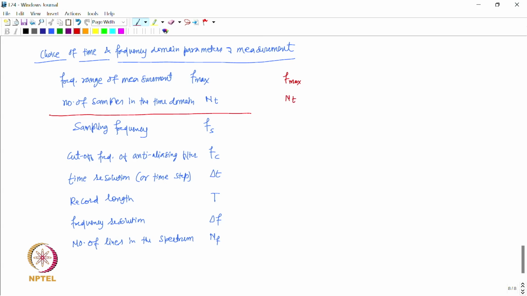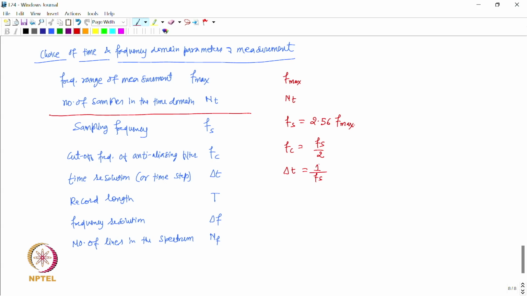And now, how do the other parameters get defined? The sampling frequency Fs depends on the frequency range of measurement, so it is equal to 2.56 Fmax. And then we have the cutoff frequency Fc of the anti-aliasing filter, which is Fs by 2. Then we have the time resolution delta t, which depends on the sampling frequency, that is 1 by Fs.